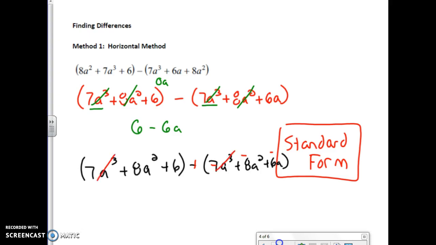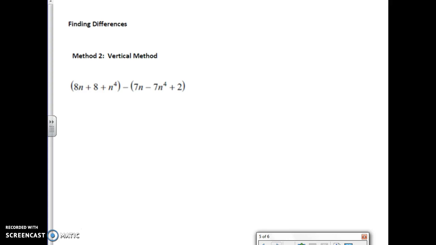I'm taking 8a squared and adding negative 8a squared, which cancels out. And then I'm taking 6 and adding negative 6a to it. So I really get negative 6a plus 6 either way. And that's another way for me to rewrite this. Now for some people, you're going to like the vertical way of doing things. So let's set this up.